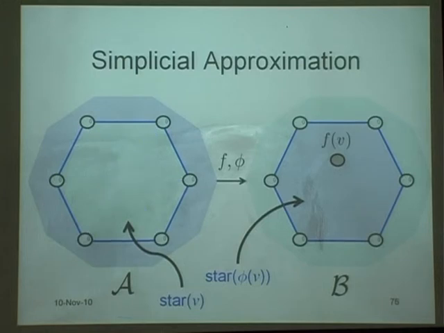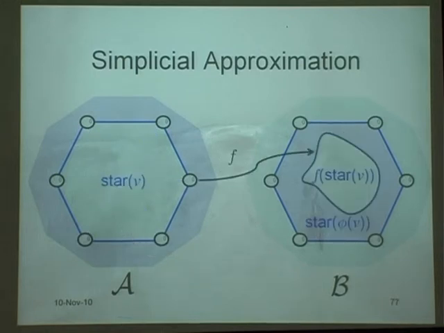And so we'll clean that up here. The condition that we want is we want the image of the star of V under the continuous map to lie inside the star of the image of V under the simplicial map. So here, V is in the middle, and this is its star. The star of V is f minus 1 of phi of V?